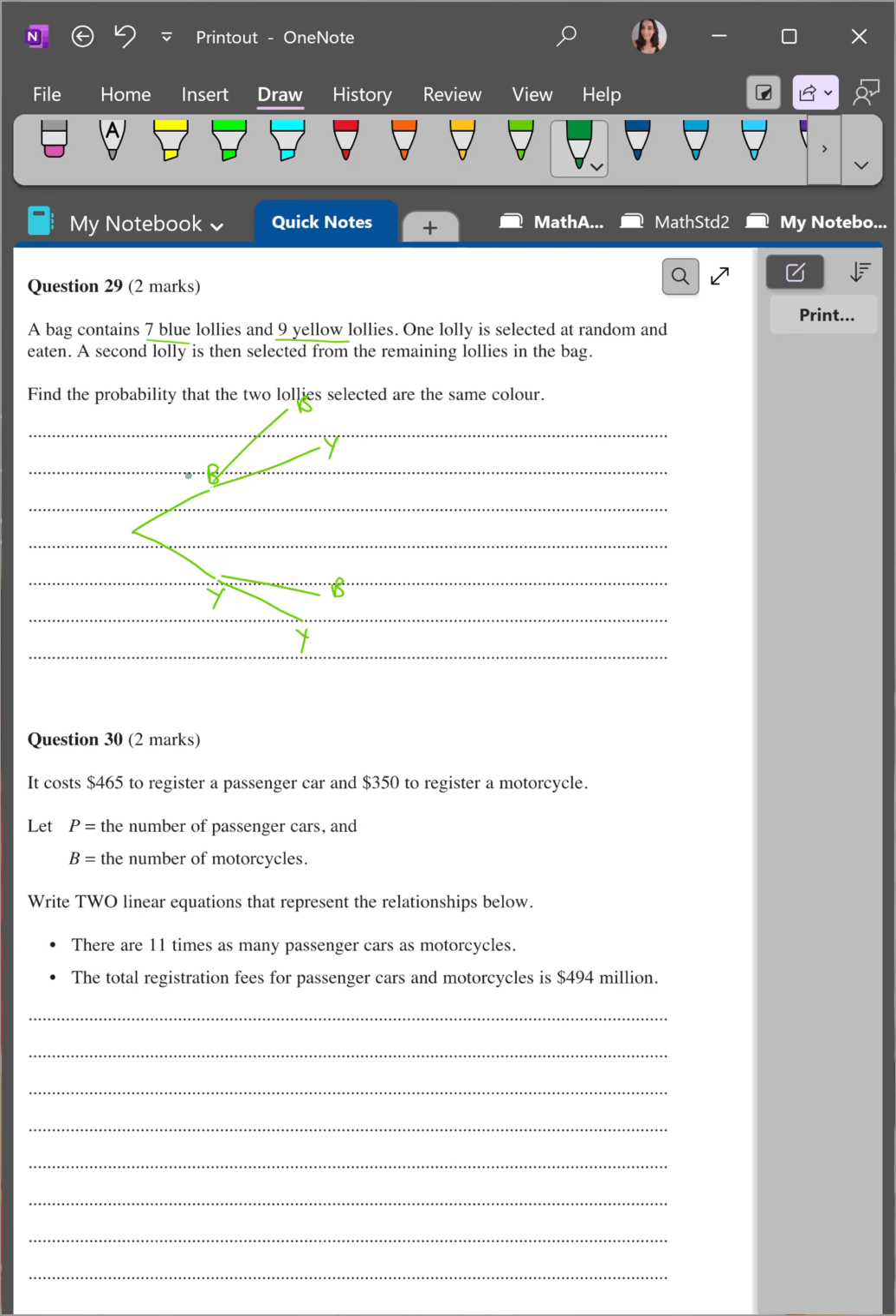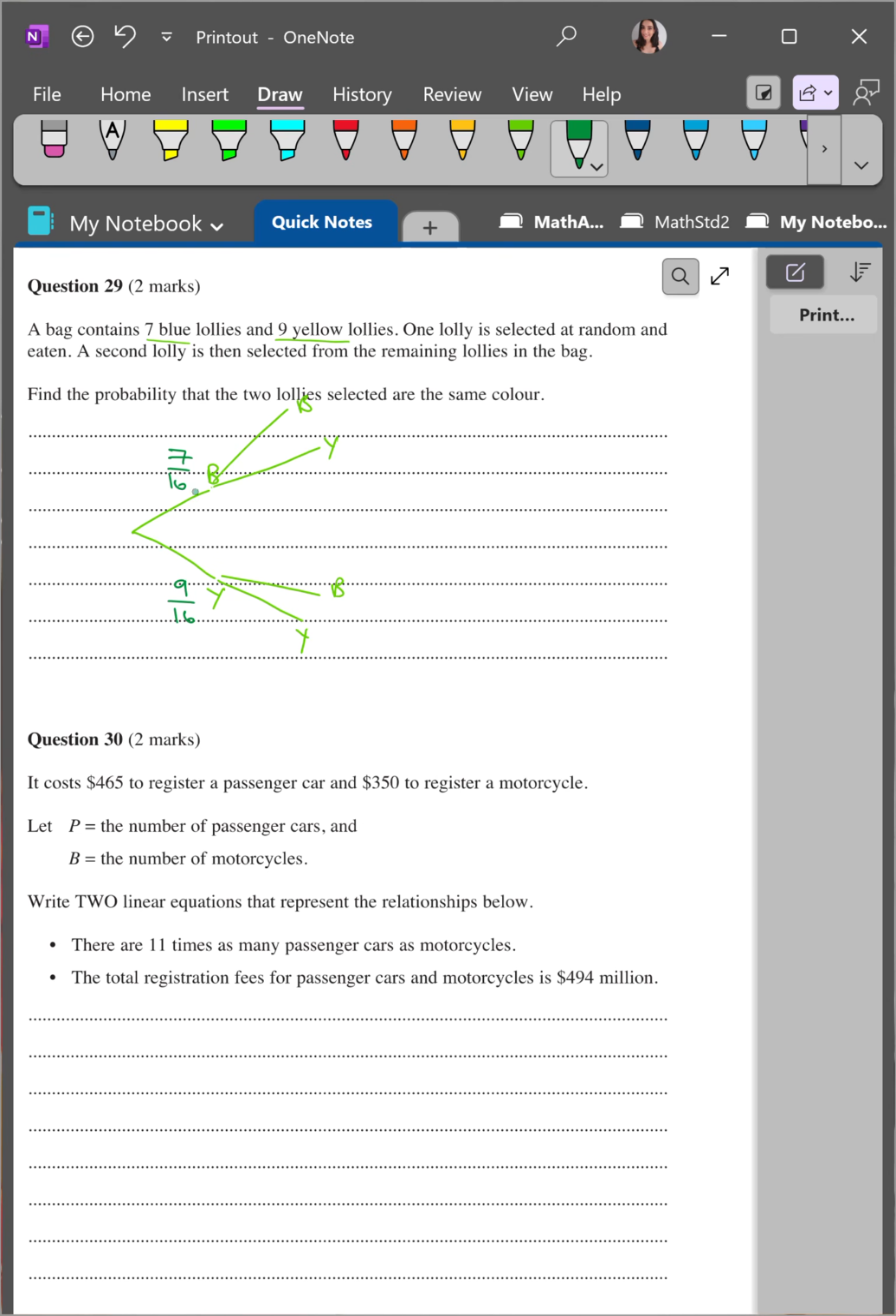Now, in the first draw, there is 7 blue lollies and 9 yellow lollies, which means there's 16 in total. So the chance of pulling a blue in the first draw is 7 out of 16. And then for yellow, it's 9 out of 16 for the first draw. Now, for the second draw, we've already taken 1 lolly out. So the total number of lollies now is 15.